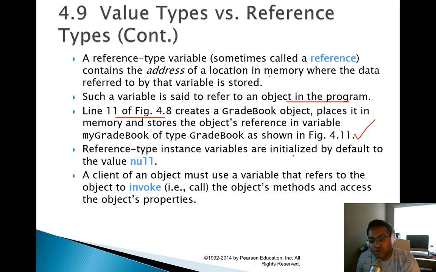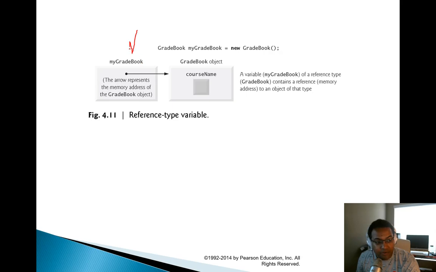Reference type instance variables are initialized by default to null. We talked about this. A client of an object must use a variable that refers to the object to invoke, or call, you're going to hear me say call a lot, the object's methods and access the object's properties. myGradebook is the variable that contains the gradebook object, which can access the course name property to the private string within the gradebook object.